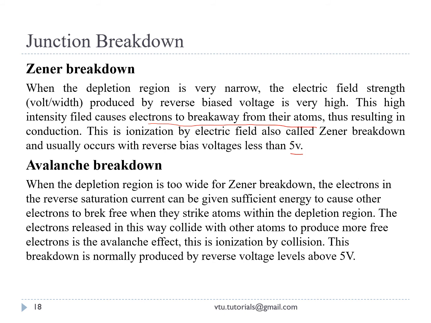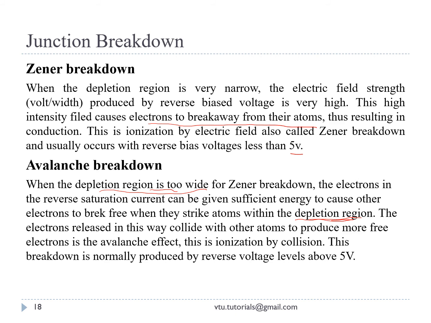And the other one is the avalanche breakdown. When the depletion region is wide, compared to the Zener breakdown, the electrons in the reverse saturation current can be given sufficient energy to cause other electrons to break free when they strike atoms within the depletion region. So this breakdown takes place in the depletion region.